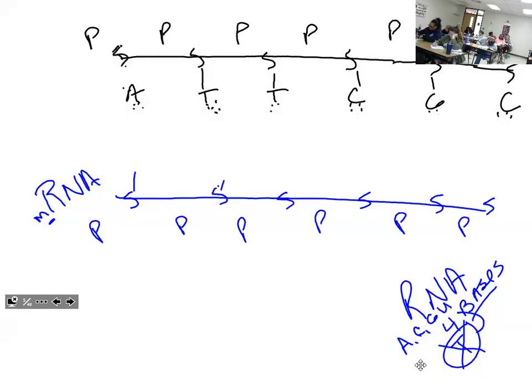RNA doesn't have thymine, it has what? Uracil. So instead of there being a thymine here, what do you think might be here? A U, a uracil. What might be here? What is here? Adenine. What's here? What's here? Do y'all get that? What's here? That was a G, by the way. So this is a C. What's here?